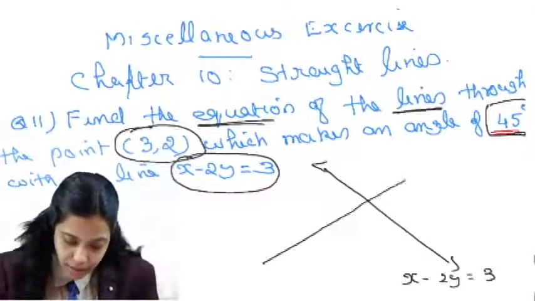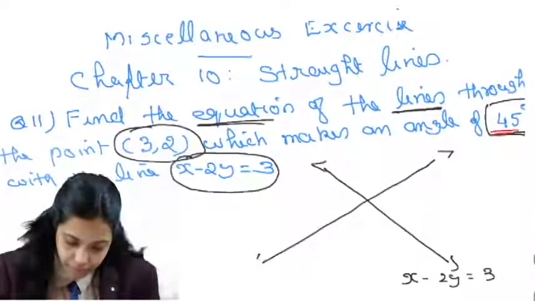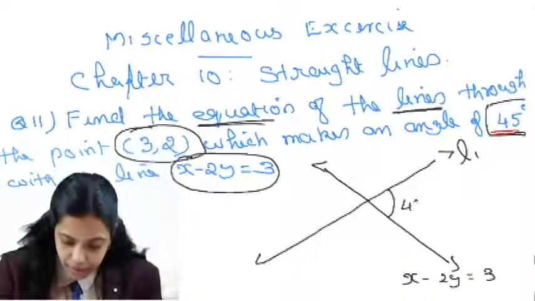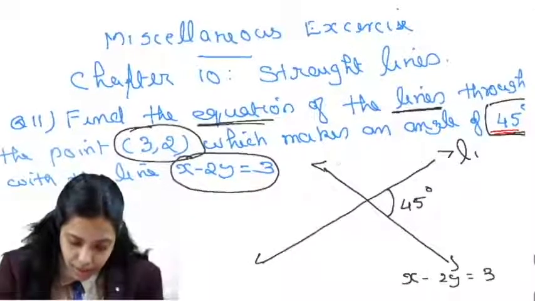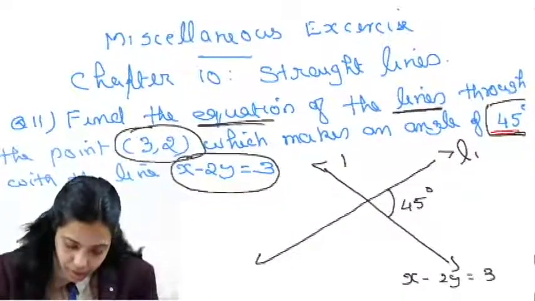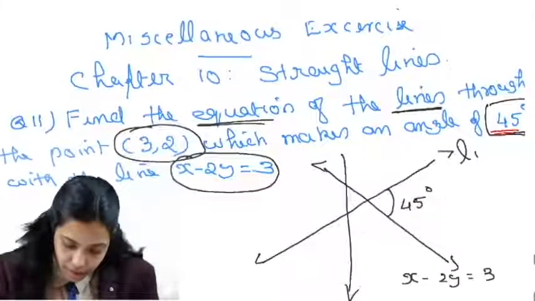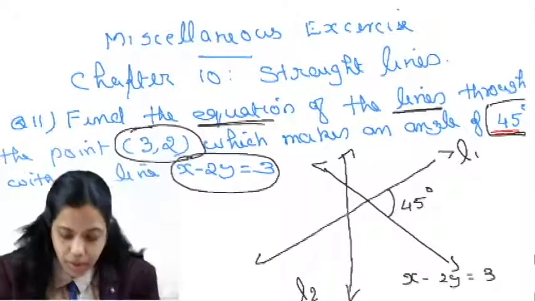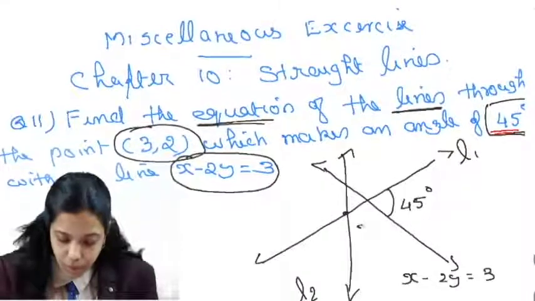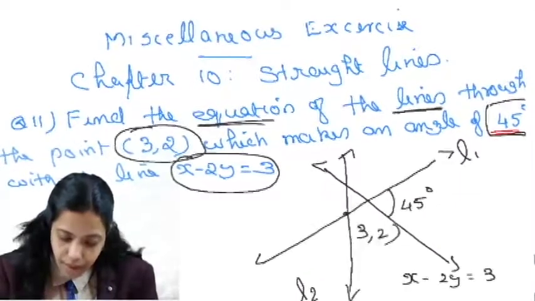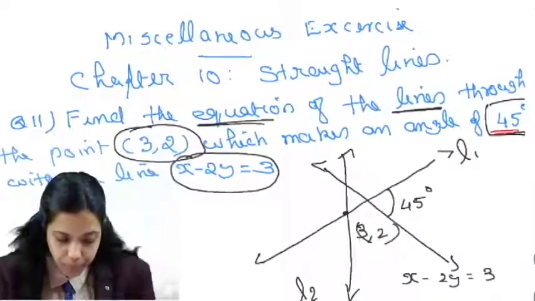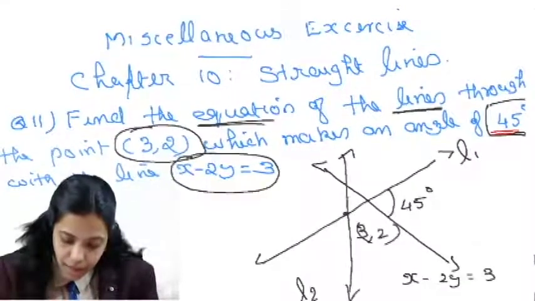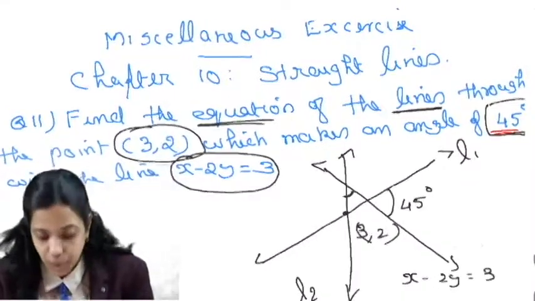Let us consider the first line, say L1, which makes an angle of 45 degrees with the given line. And yet another line we can consider, let it be line L2. Here the point we can mark as (3, 2). The lines L1 and L2 pass through the point (3, 2), and both make an angle of 45 degrees with the given line x minus 2y equal to 3.